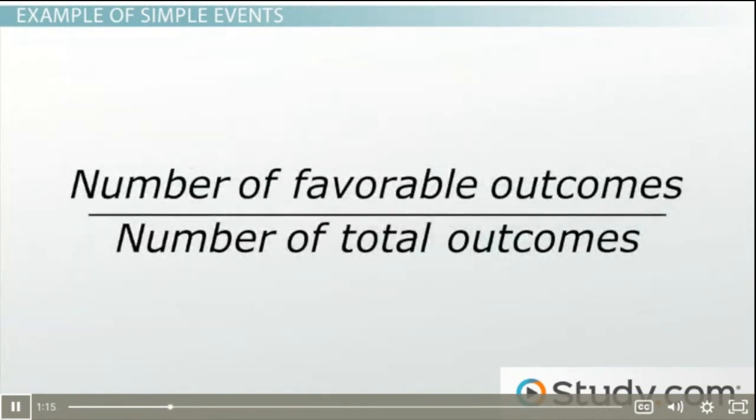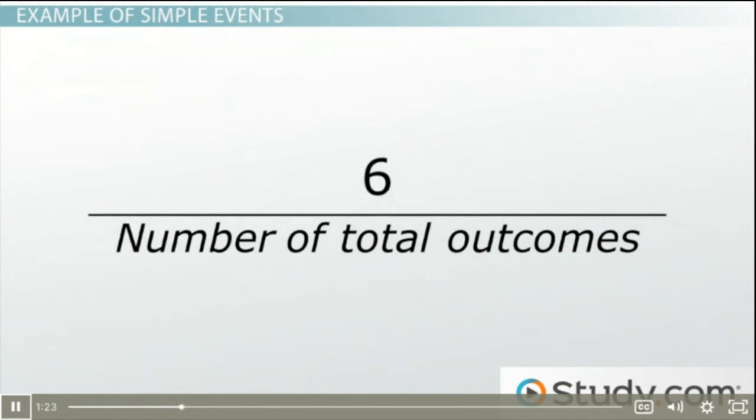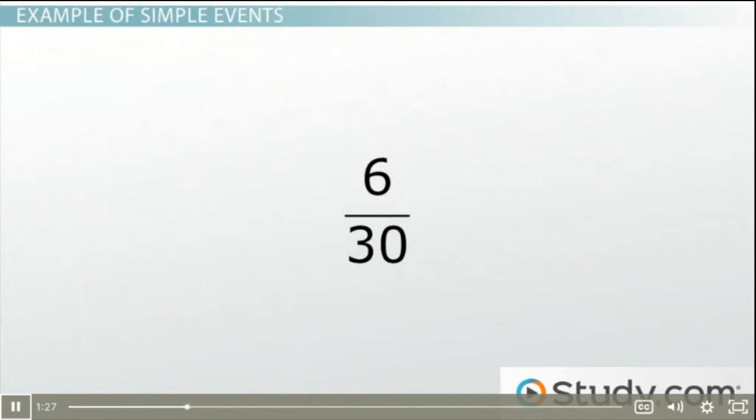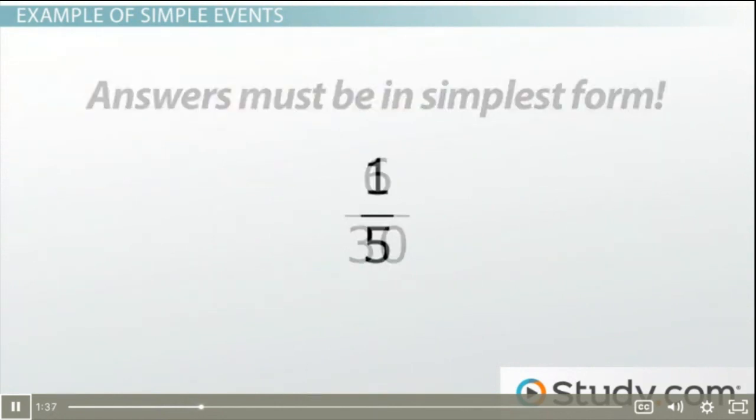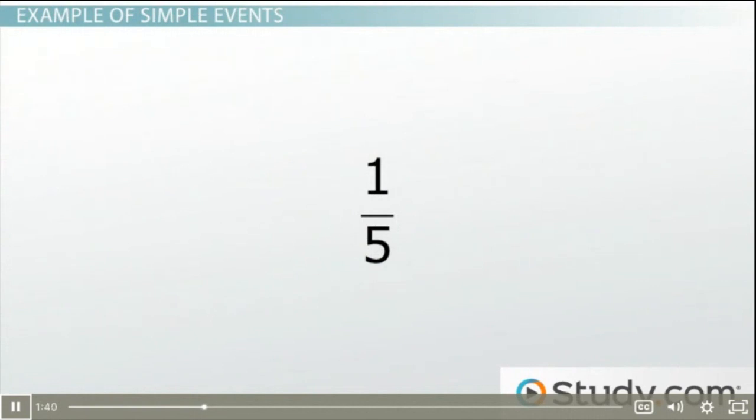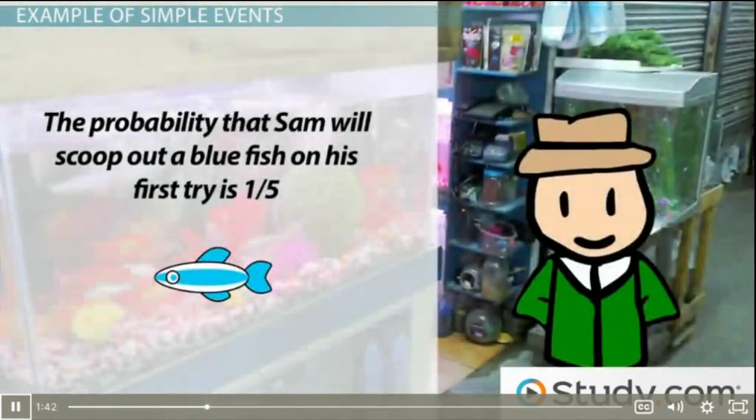The formula to calculate the probability is the number of favorable outcomes over the number of total outcomes. The number of favorable outcomes is 6, and the number of total outcomes is 30. So the probability of Sam scooping a blue fish the first time is 6 out of 30. Remember, all fractions must be in simplest form. So 6 over 30 will reduce to 1 over 5. The probability that Sam will scoop out a blue fish on his first try is 1/5.